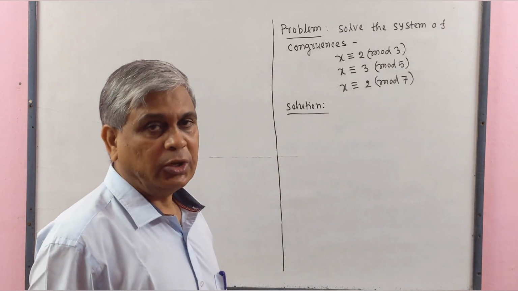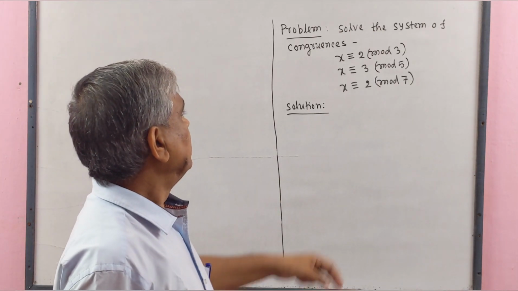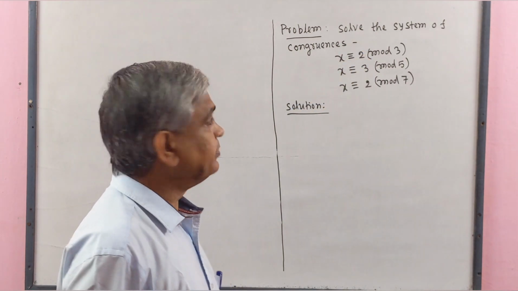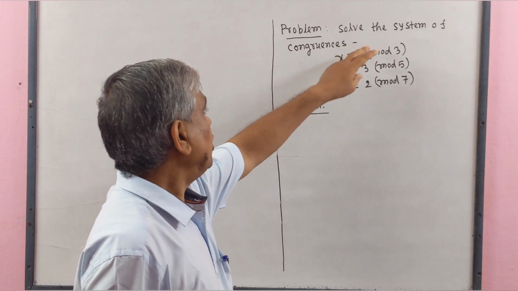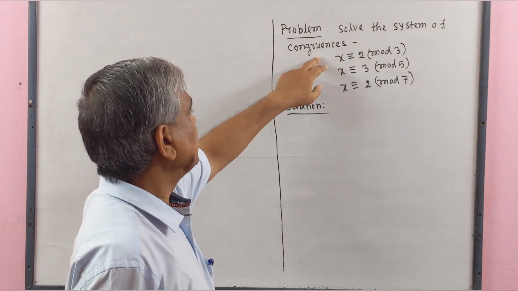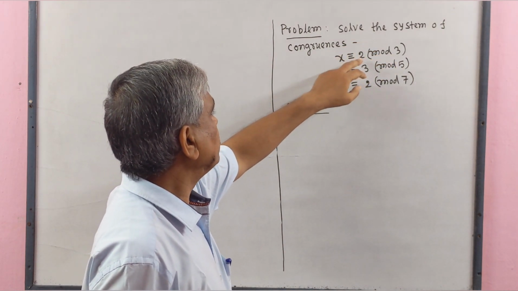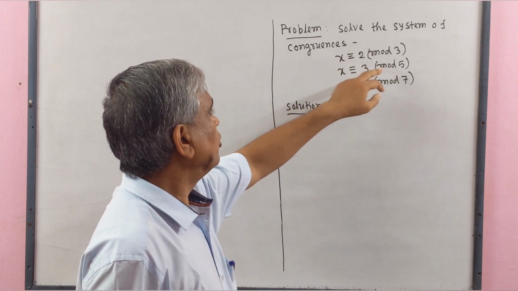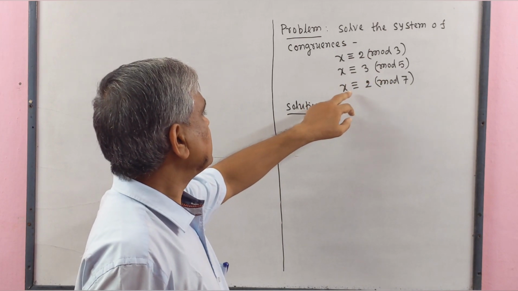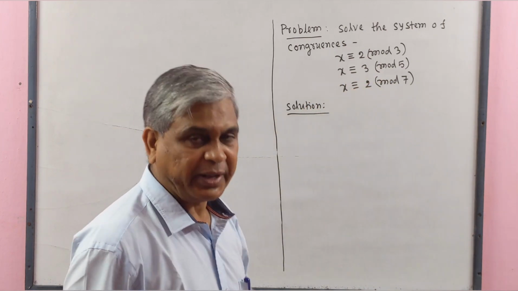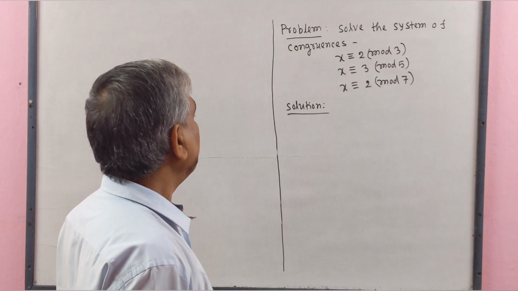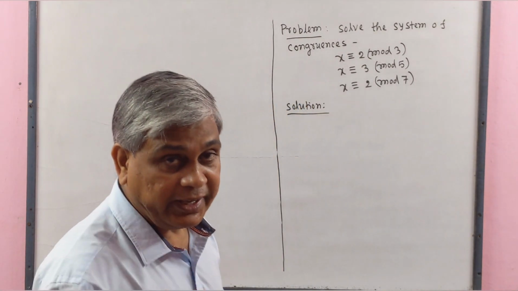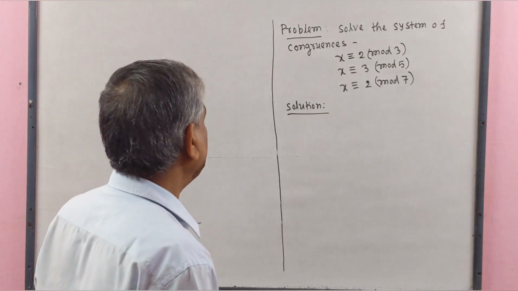Now we solve a problem with the help of Chinese remainder theorem. The problem is: solve the system of congruences. x is congruent to 2 modulo 3, x is congruent to 3 modulo 5, x is congruent to 2 modulo 7. Now we solve this with the help of Chinese remainder theorem.